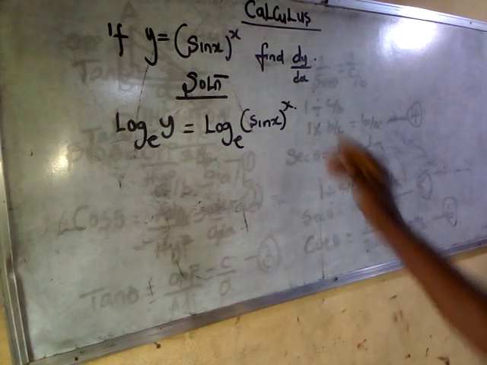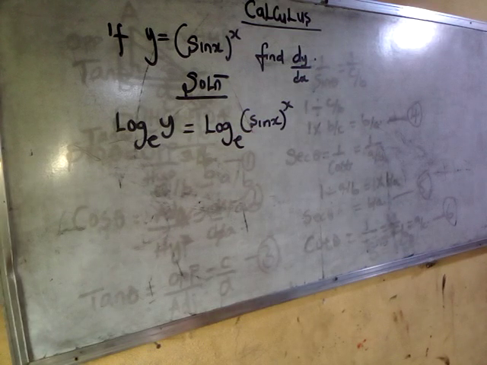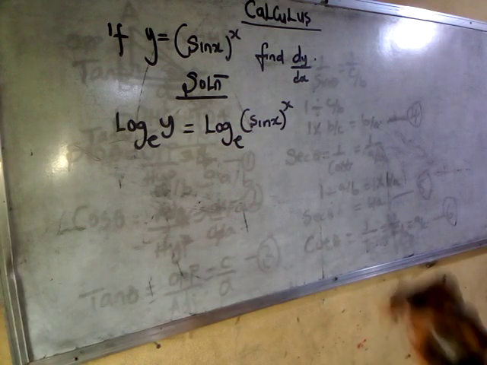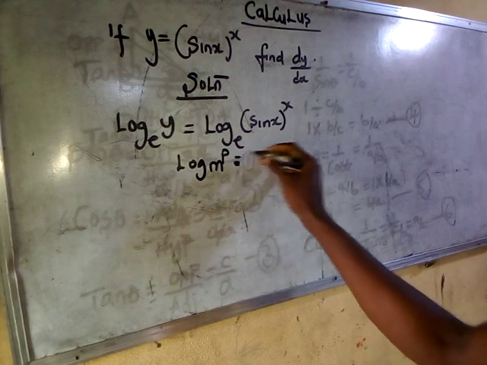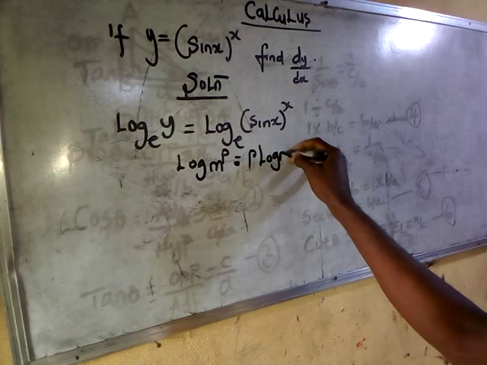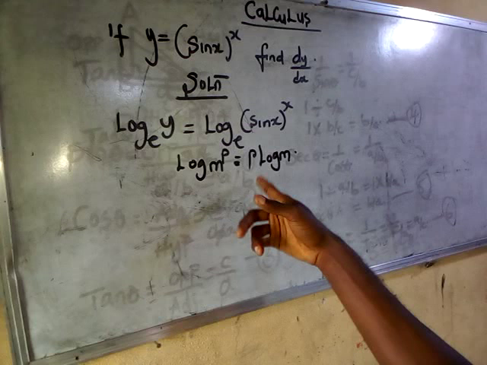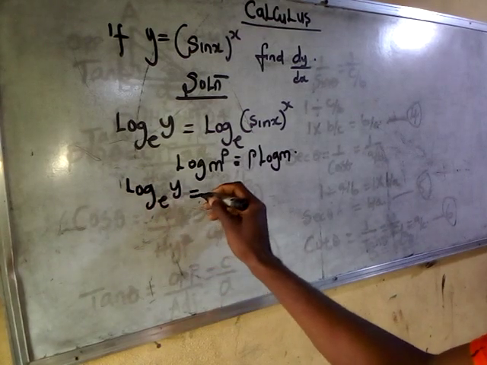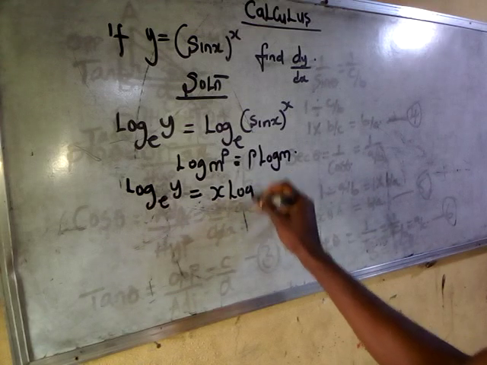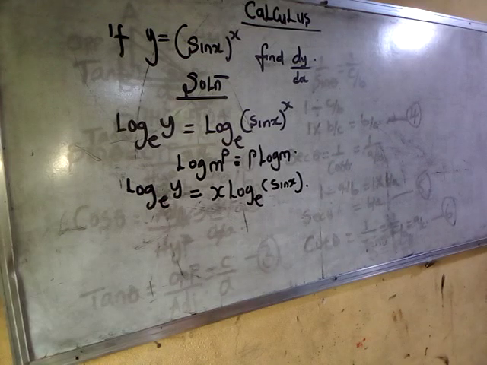Now, the reason why I introduce this log is to bring the power to the left hand side. Because there is a law in log that says if we have log of M to the power P, it is equal to P log M. So the reason why I introduce the log is to bring the power down here due to the law that is here. So this is equal to x times natural log of sine x. Have you seen now? I have been able to bring the power down here because that is the law of log.